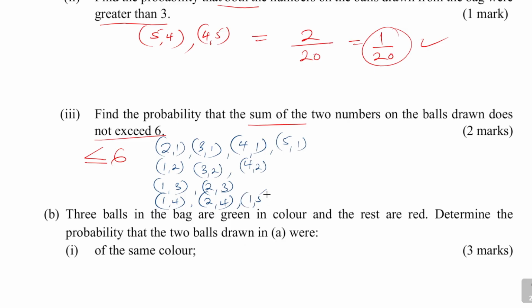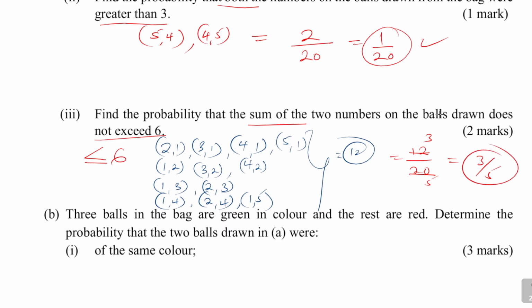1, 5. So all these are the outcomes that are going to give a sum of the two numbers being less than or equal to 6. So we count them: 1, 2, 3, 4, 5, 6, 7, 8, 9, 10, 11, 12. So all these are 12. So the probability will therefore be 12 divided by 20. And 12 divided by 20, you can simplify by 4, 3 by 4, 5. So this one simplifies to 3 divided by 5.